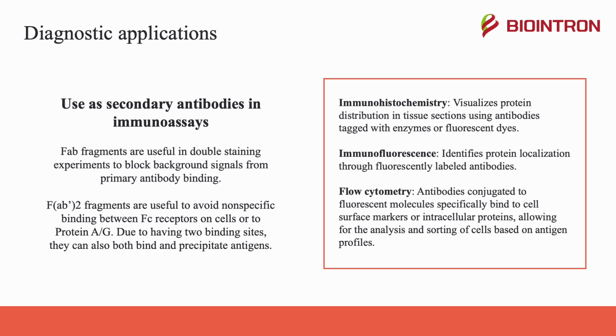The three common immunoassays that these fragment antibodies can be used in are immunohistochemistry, immunofluorescence, and flow cytometry. Immunohistochemistry involves visualizing protein distribution in tissue sections using antibodies tagged with enzymes or fluorescent dyes. In immunofluorescence, one identifies protein localization through fluorescently labeled antibodies. In flow cytometry, antibodies conjugated to fluorescent molecules specifically bind to cell surface markers or intracellular proteins, allowing for the analysis and sorting of cells based on antigen profiles.